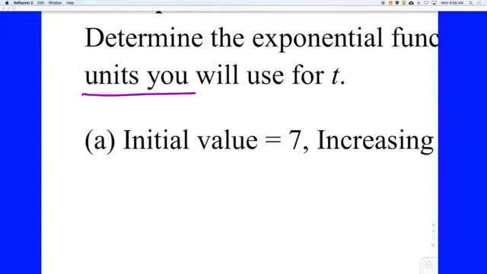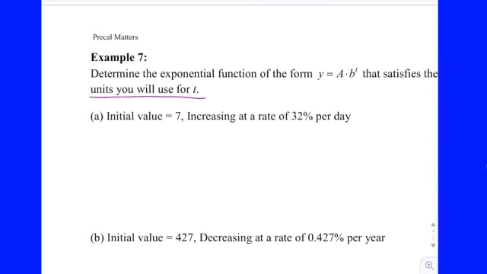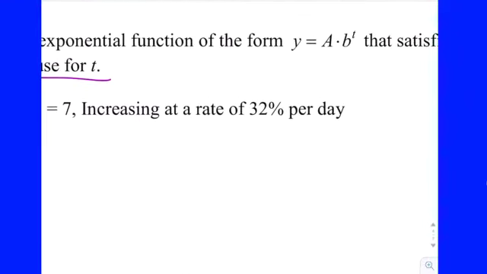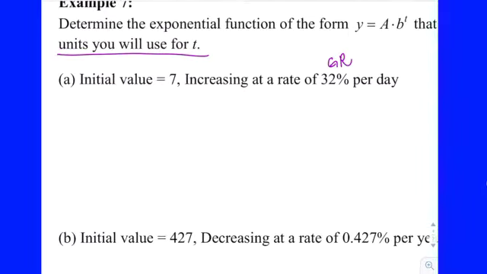Define the units that we're going to use for t. That's kind of important. All right, so if we have an initial value of 7 and the quantity, whatever it is, increases at a rate of 32% per day. Is 32% the growth rate or the growth factor? Yeah, that's the growth rate. And we know it's growth because it says increasing. So y equals 7 is the initial value.